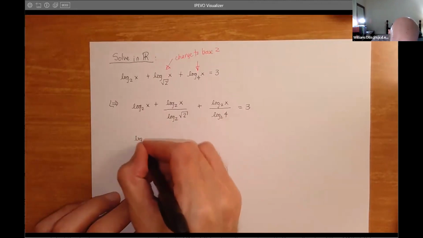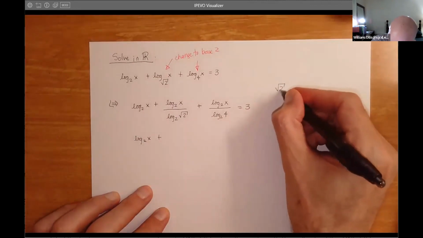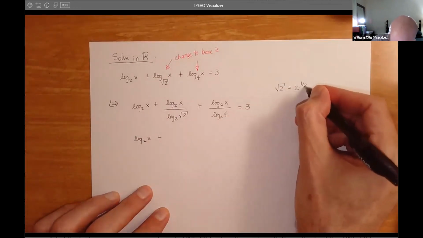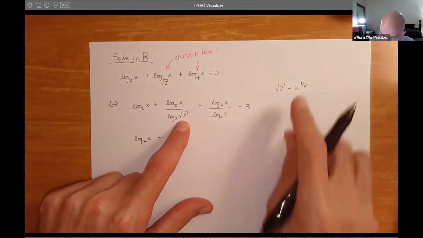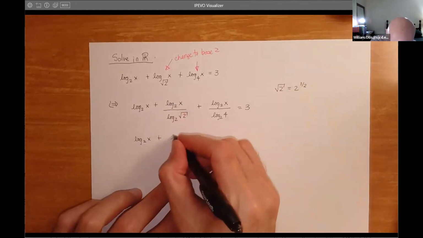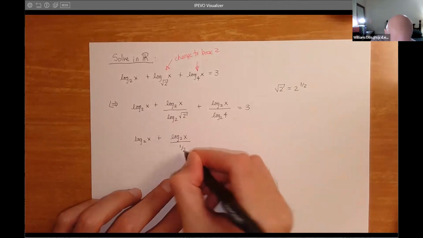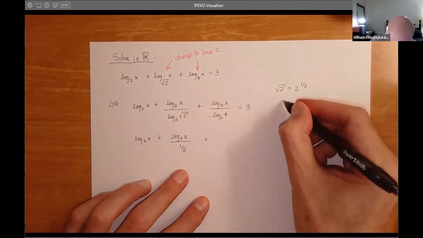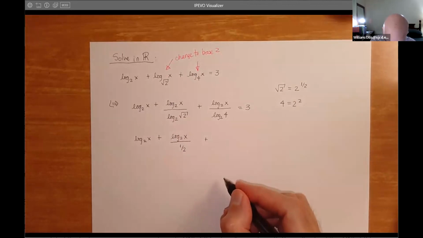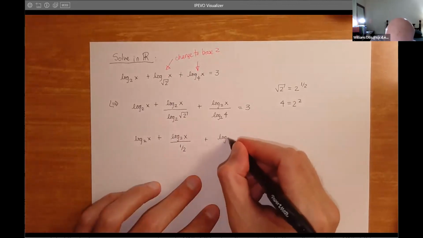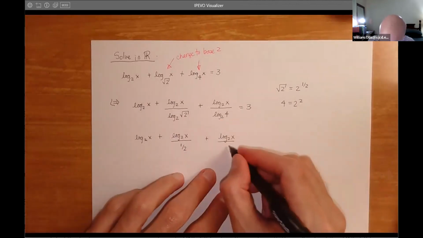So we have log base 2 of x. Now, of course, square root of 2 is equivalently 2 to the 1/2. So we see that the base 2 logarithm of the square root of 2 is just what? 1/2. So we have log base 2 of x divided by 1/2. And then plus, well, of course, now we'll just say 4 equals 2 squared, like we did in the other problem. Simple, but very important in this problem. So the base 2 logarithm of 4 is just 2.